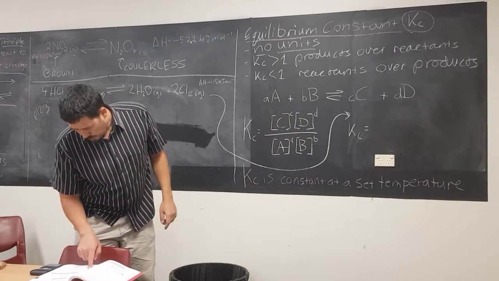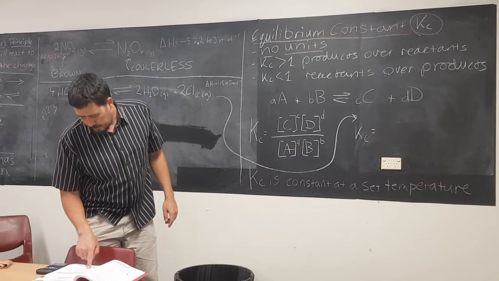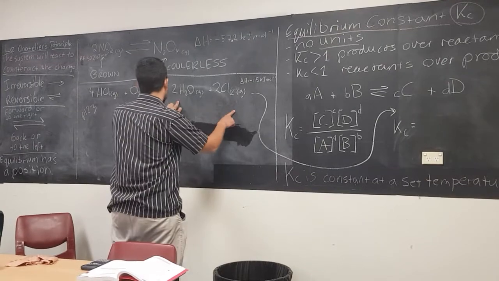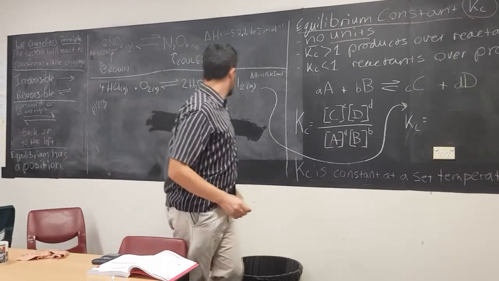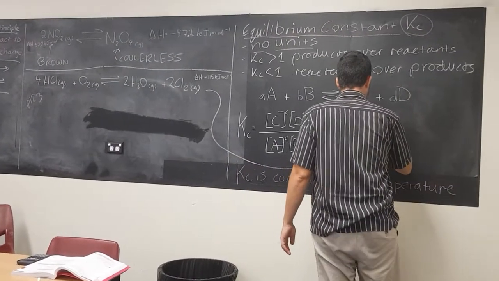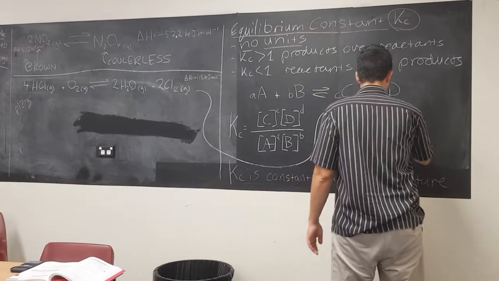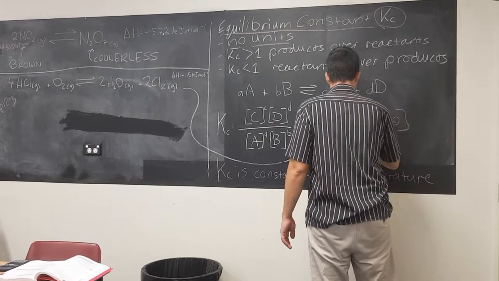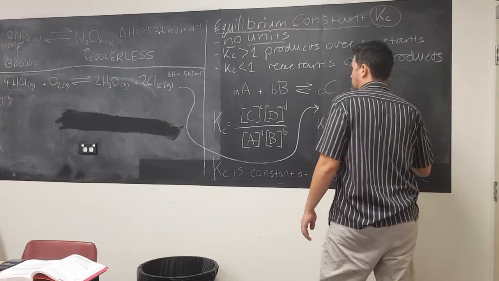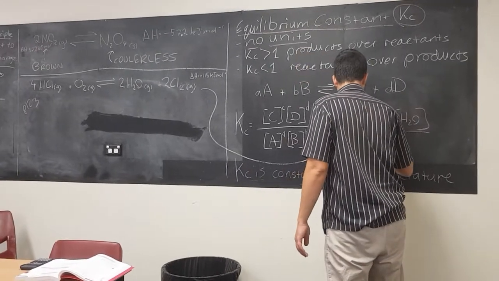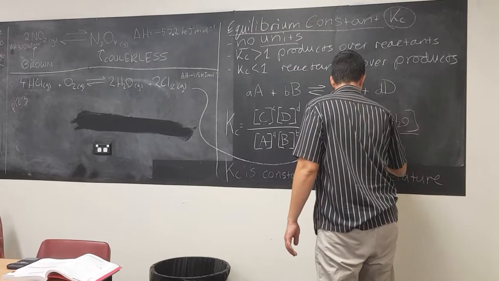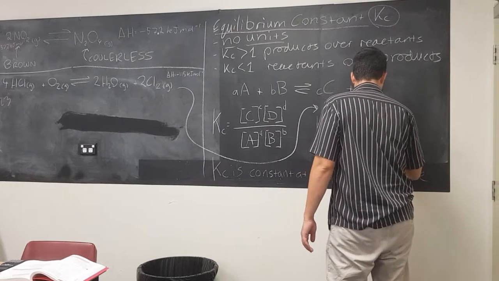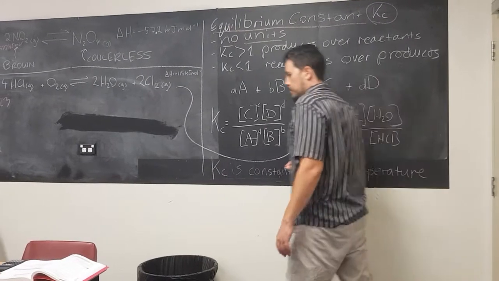Now question 5a is: write the expression for the equilibrium constant Kc of this reaction here. So remember we do products over reactants. So the products are going to be Cl2 and H2O with your brackets around it for the concentration, over O2 and HCl. And it's not finished yet.